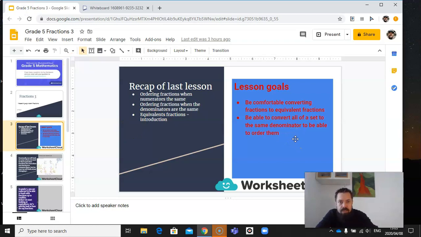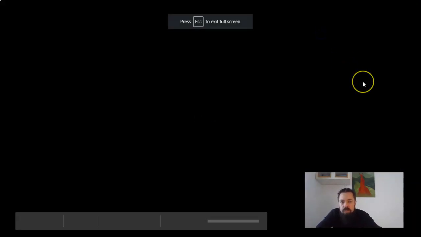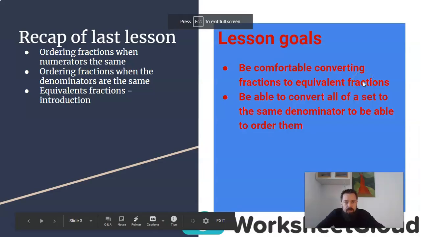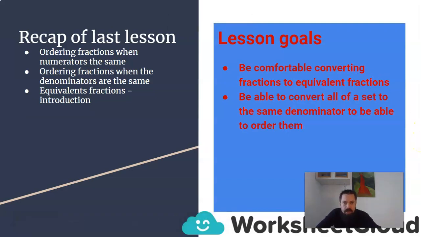Okay, so today's lesson goals: to be comfortable with converting fractions to equivalent fractions. That's what we started yesterday. And to be able to convert all of a set to the same denominator so that you are able to order them. So in our lesson where we ordered, from smallest to biggest, you need to be able to do that, even if they're not all the same to start with. So first change them, and then we put them in the right order. Okay.